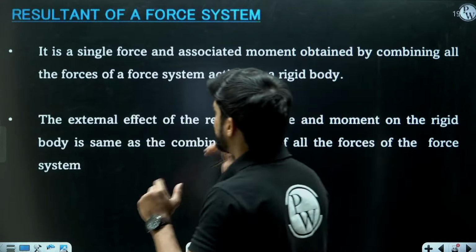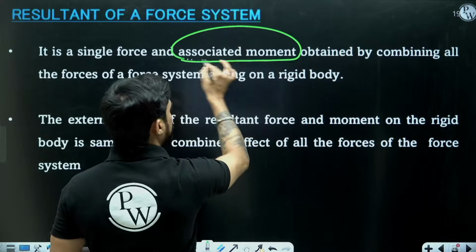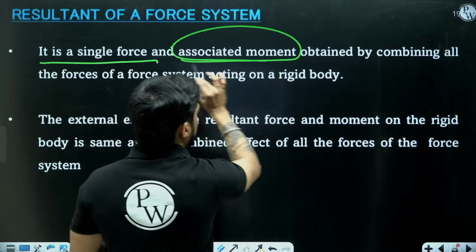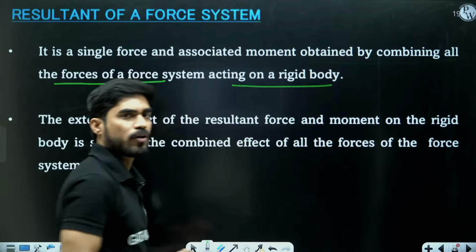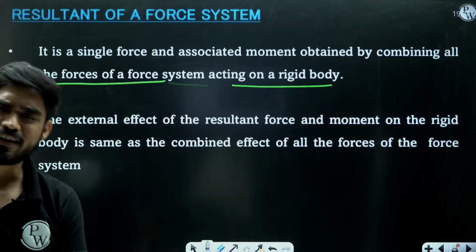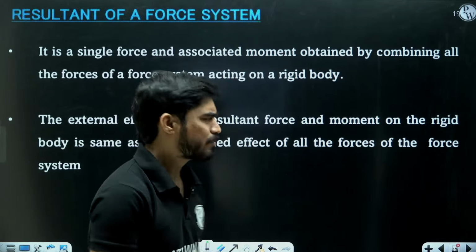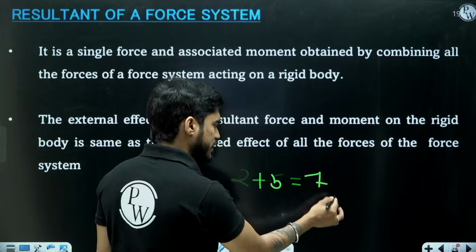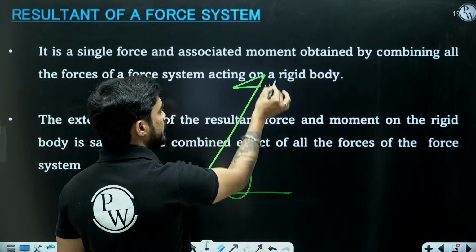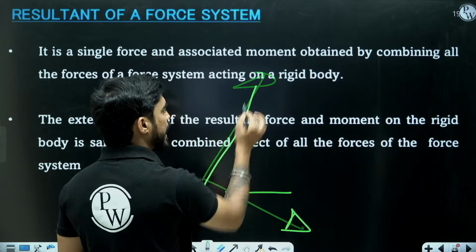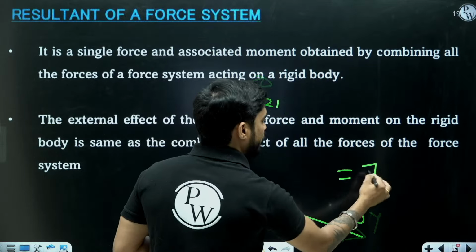So what is resultant? Let's understand the definition. It is a single force and associated moment. I will clarify about this later. Right now just understand this. It is a single force obtained by combining all the forces of a force system acting on a rigid body. Combining means we are adding them, but it is not a scalar addition. Scalar addition means what? 2 plus 5 equals 7. But if 2 and 5 are vectors, then we can't directly add them. If one is in this direction and another one is in this direction, we can't directly add them, right? If there is one force of 2 Newton and another force of 5 Newton, can you add them and make it 7 Newton?